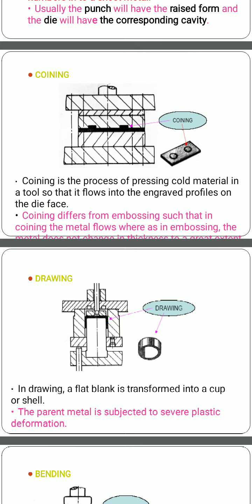Embossing differs from the coining operation in that in coining the metal flows, whereas in embossing the material will not deform. The material will not change its thickness. Here in coining, changes in thickness will take place.